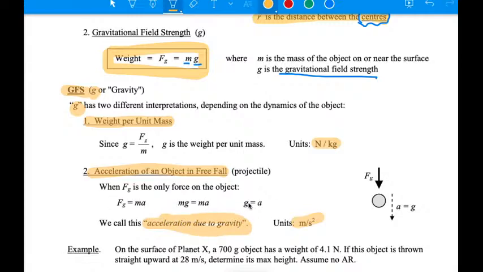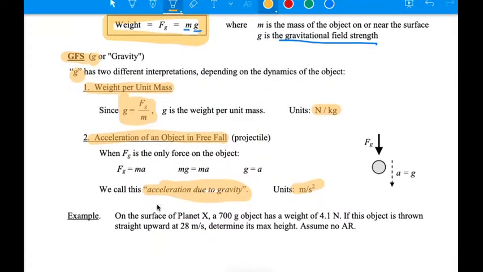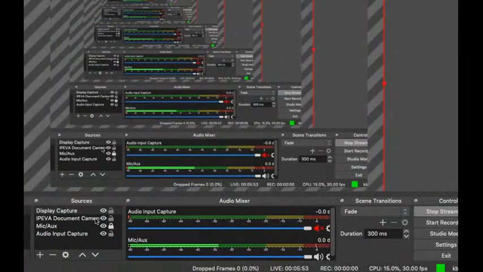So this one is a little more known to us already. This one is just a manipulation of Newton's second law, going back to Unit 3. So let's try an example of this. We've got a planet, it's unknown, planet X.